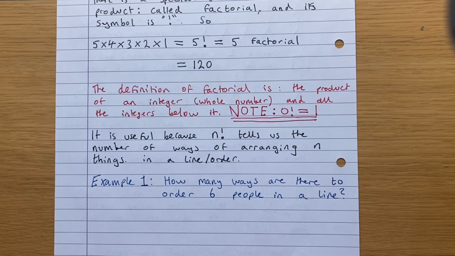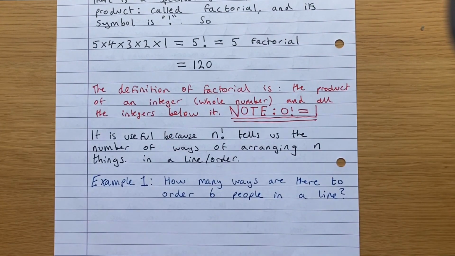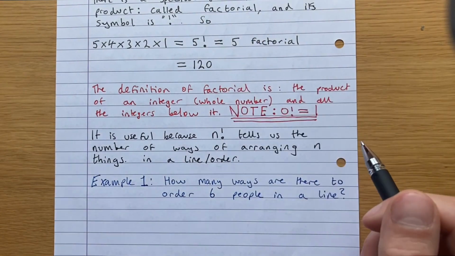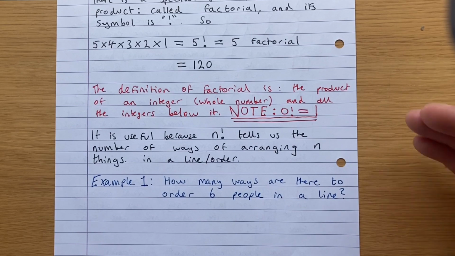But yeah, so what's the point of this factorial? What's the point of doing it? Well, it's useful because n factorial tells us the number of ways of arranging n things in a line or in an order. So in the race example, the number of ways that race could finish, we can see as the number of ways that people can be lined up. That would be, if it's like in this case a 5-person race, that would be 5 factorial. If there's 20 people in the race, the number of ways that race could finish is 20 factorial.